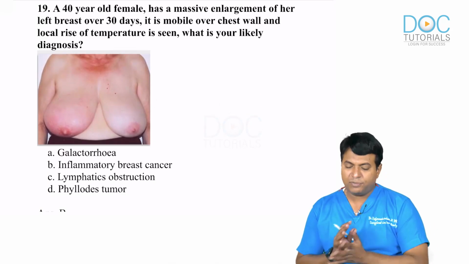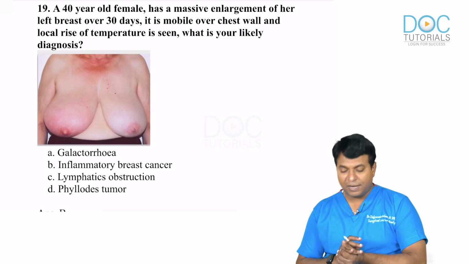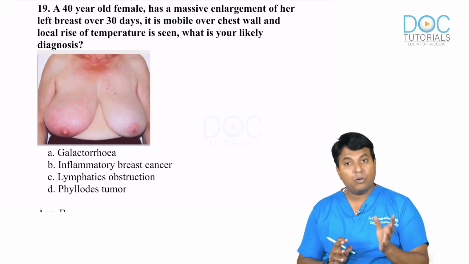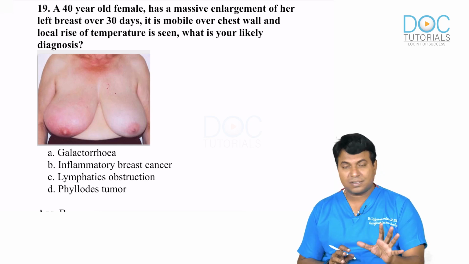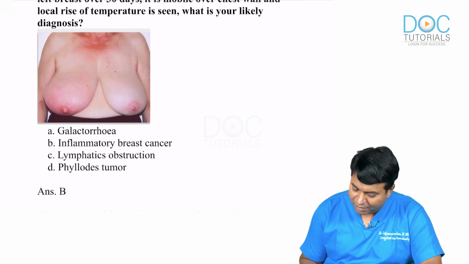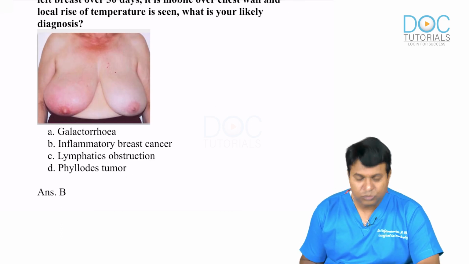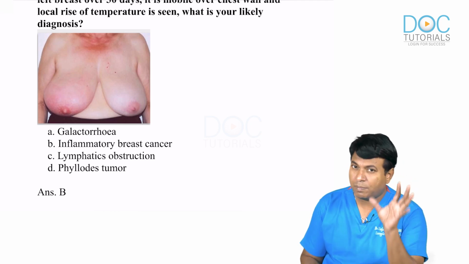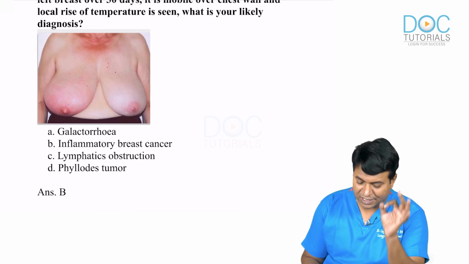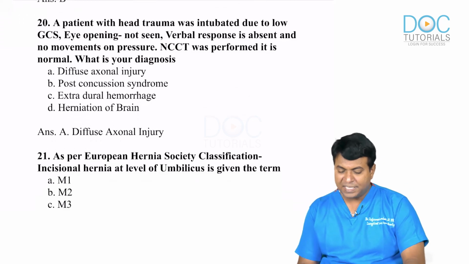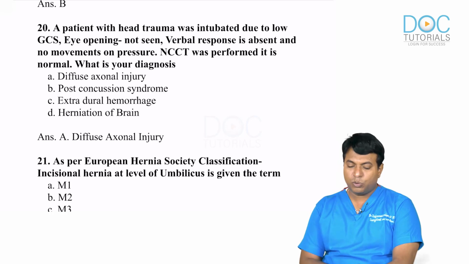A 40-year-old female had a massive enlargement of her left breast for 15 days. It is mobile over the chest wall, locally raised, locally warmed. What is your diagnosis? No doubt at all, it is an inflammatory breast cancer only. There is no other suitable choice there. Inflammatory breast cancer can present with a warm enlarged swelling within 15 days. Please remember this.